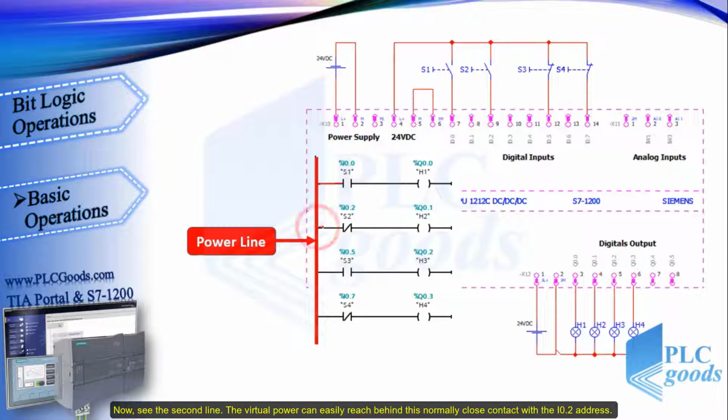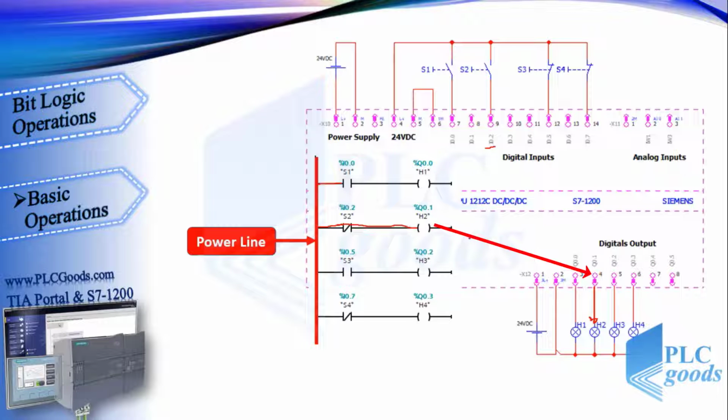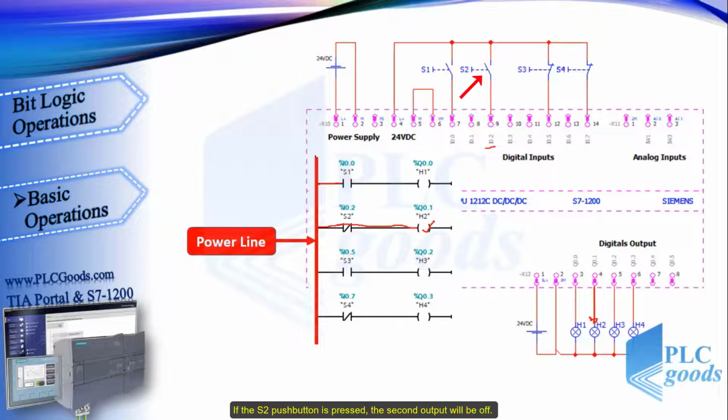Now see the second line. The virtual power can easily reach behind this normally closed contact with the I0.2 address. As you can see in the wiring diagram, the 24-volt DC cannot reach this PLC input unless the S2 push button is pressed. So in the program, the normally closed contact remains closed and the virtual power can reach the output, which turns the second output on. If the S2 push button is pressed, the second output will be off.